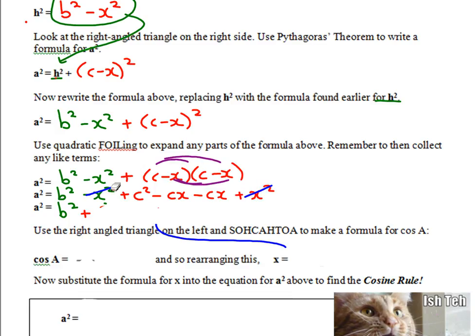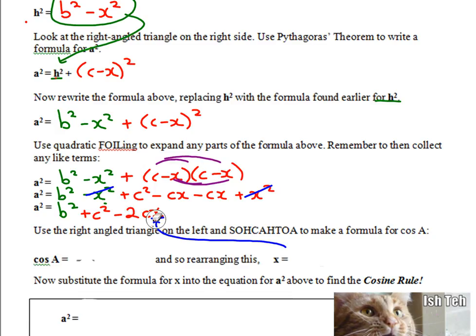Collect any like terms. So this says b squared minus x squared. And when you notice you've got negative x squared here and positive x squared here, they'll cancel out. So you're just left with b squared, negative x squared's gone because it's been cancelled out by the positive x squared, and you're left with c squared minus cx, which is the same thing as c squared minus 2cx, because we've collected these two like terms.